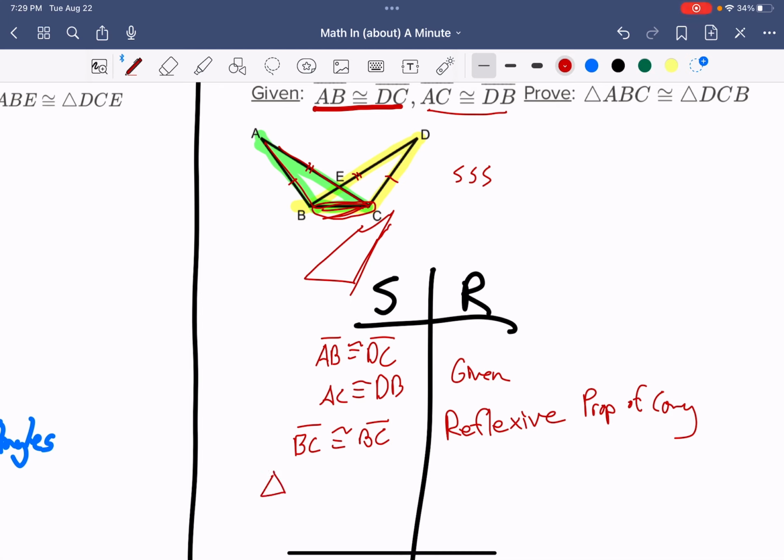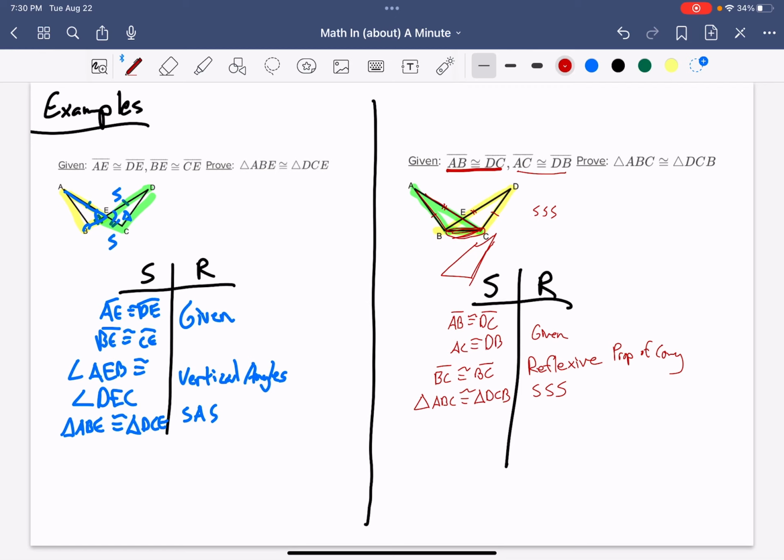Now we can say triangle ABC is congruent to triangle DCB. And why? What's our reason? S, S, S. And there we go. That's how we do some stuff with some proofs.